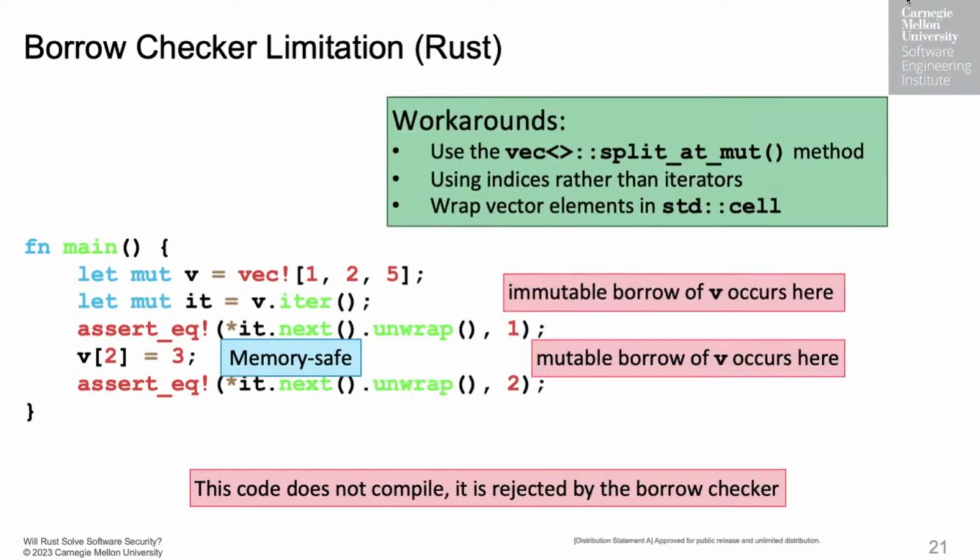Fortunately, there are several workarounds. If you really want to compile and run a program that does this stuff, you can do things such as wrap your vector elements in a Cell, the Cell class, or you can use the split_at_mut method, or you can work with indices rather than iterators. So there are several ways to skin this particular cat. It's just that the way that we've done here violates the borrow checker's limitations.